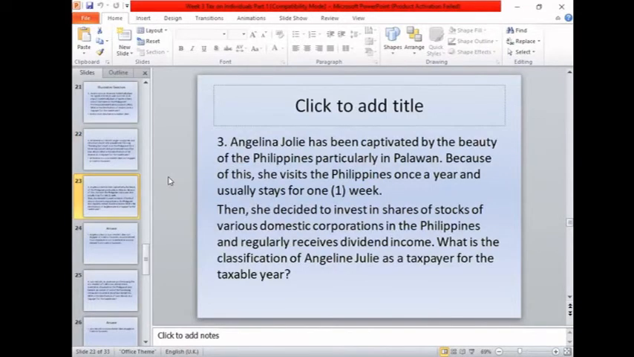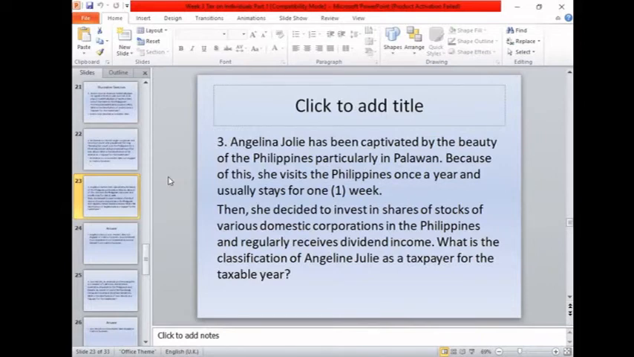The third one is Angelina Jolie. Okay? Let's say Angelina Jolie is captivated by the beauty of the Philippines, particularly in Palawan. That's why Angelina Jolie visits the Philippines once a year for 7 days. Okay? And then, because she was amazed by Palawan, she invested in shares of stock in a domestic corporation in the Philippines, and she earns a dividend income.